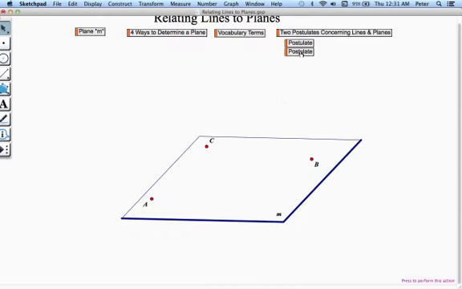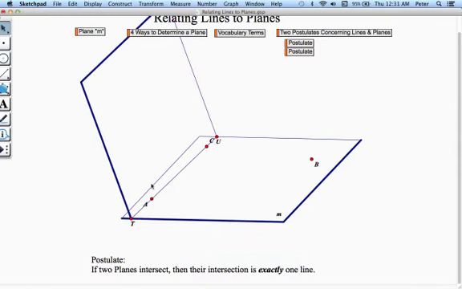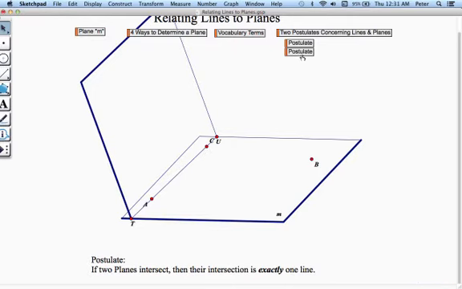Okay, let's take a look at the other postulate. The other postulate says if two planes intersect, then their intersection is exactly one line. So if this plane standing up, which we've called N, intersects plane M, their intersection would be this line, line CT, if you would.